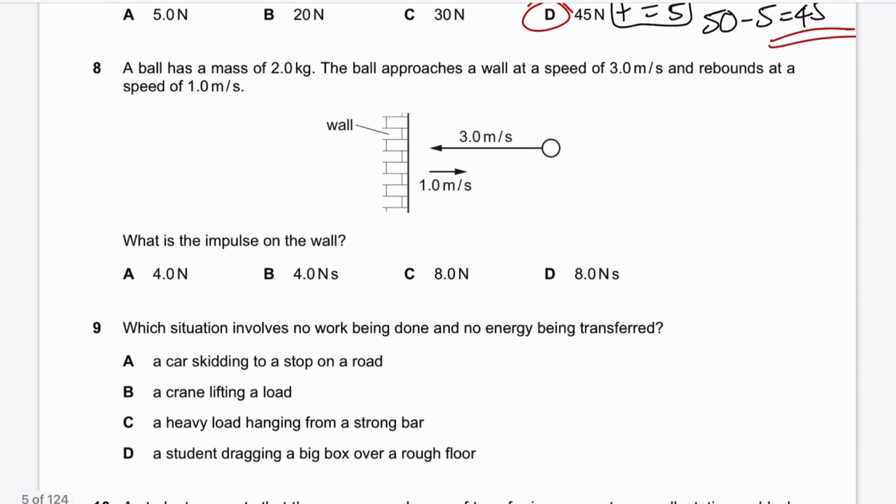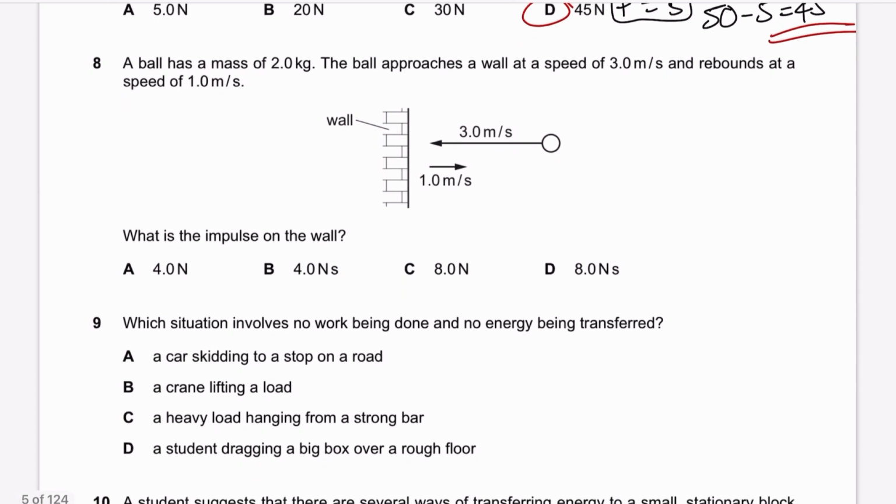Now, number 8. The ball has a mass of 2 kgs. The ball approaches a wall at the speed of 3 meters per second and rebounds at a speed of 1 meter per second. What is the impulse on the wall? Now, as you all know, the formula of impulse is equal to force into time, which is equal to change in momentum.